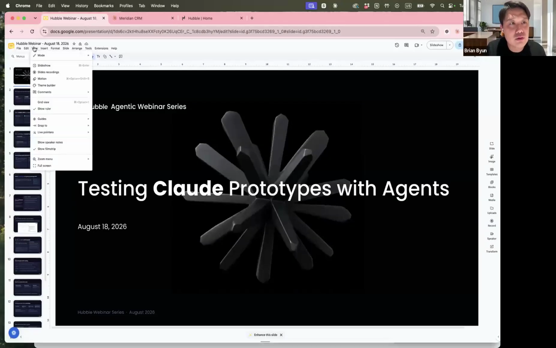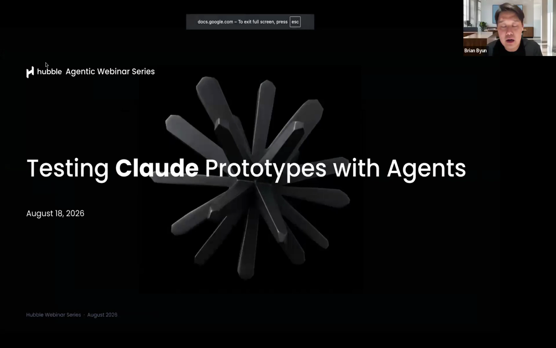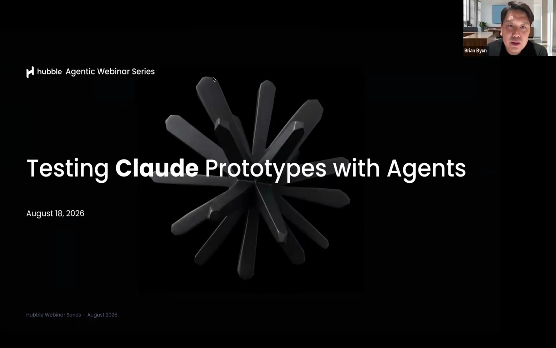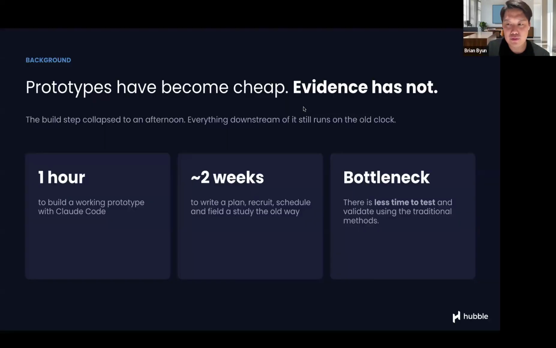Okay. Yeah, why don't we get started and then we'll just let people join and ask questions as they come along. So today's topic is a continuation of our agentic series, how to use MCPs and how to leverage agents for your user research. And as I promised, today we're going to cover how to test Claude code and Claude prototypes using agents, powered by Hubble's MCP. So without further ado, let's get started.